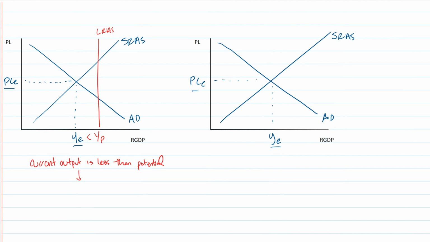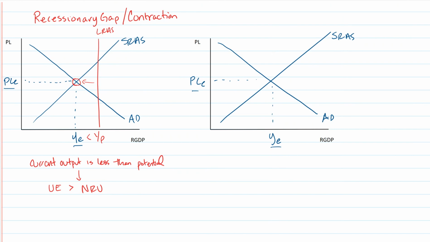And this would also mean that unemployment must be greater than the natural rate of unemployment. And we would call this scenario, in essence, a recession or a recessionary gap. You will also sometimes see this called a contraction because the economy must be contracting. So any time that our current equilibrium point is to the left of our long-run aggregate supply curve, we know that our current output is low and we are not at potential.